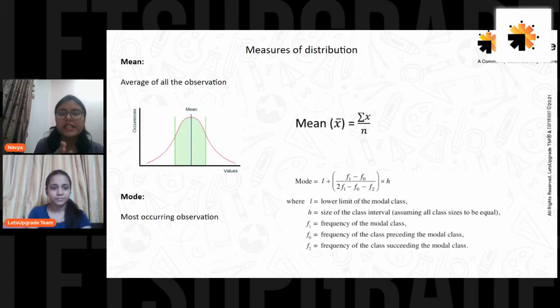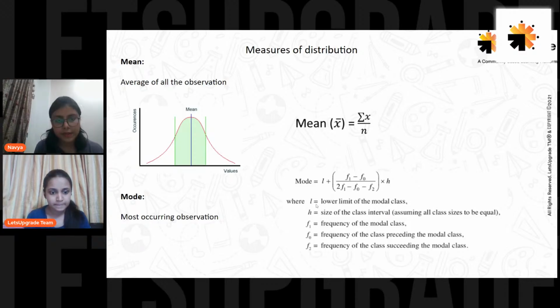But sometimes the data is in the form of ungrouped format, or in intervals, like 10 to 20, 20 to 30, 30 to 40, 40 to 50, like that. So when you have data in that manner, in that situation, you cannot find the mode with the help of the most occurring observation. So what you have to do is implement this formula that I have mentioned: L plus (F1 minus F0) upon (2 F1 minus F0 minus F2) into H.